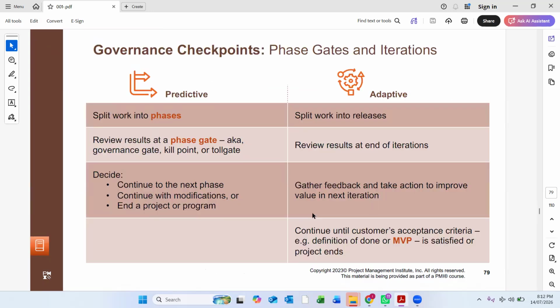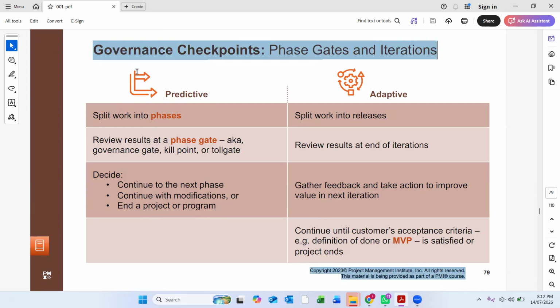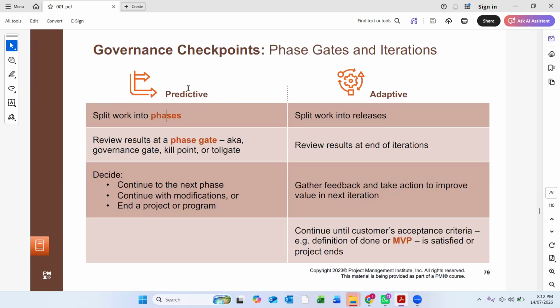Next one is governance checkpoints: phase gates and iterations. As I said, phase gates and iterations. Where are iterations? Iteration is in the adaptive life cycle, right? Phase gates are in the predictive life cycle.